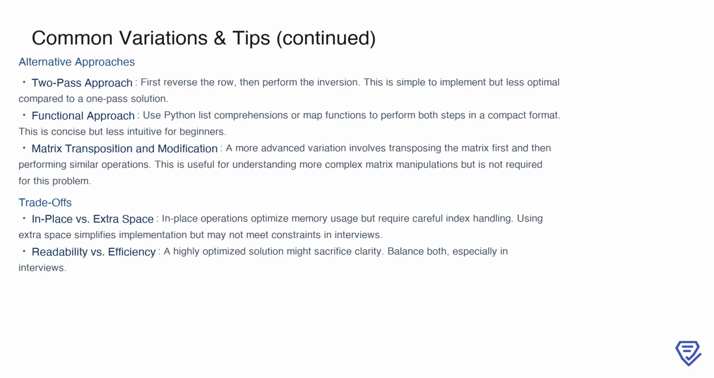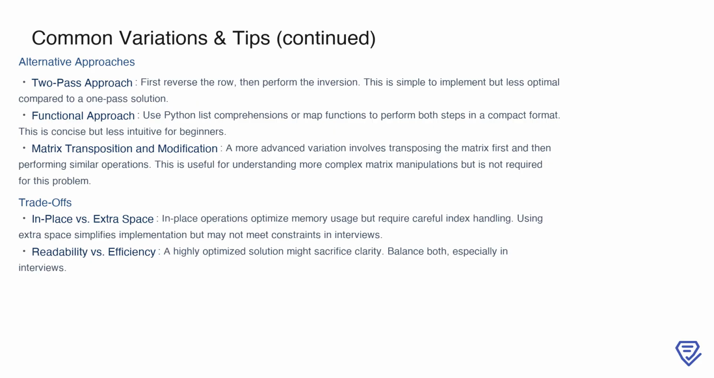There are also alternative approaches to solving this problem, each with its own benefits and trade-offs. A simple two-pass approach involves first reversing the row and then performing the inversion. While straightforward to implement, this method is less optimal compared to a one-pass solution. For those comfortable with Python, a functional approach using list comprehensions or the map function can be used to perform both steps in a compact, elegant way. However, this style may be harder to grasp for beginners.